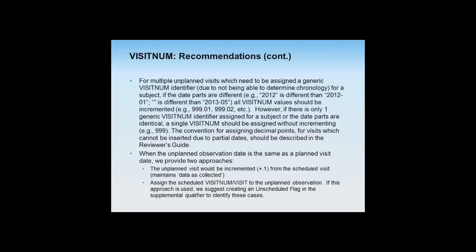And then we talked about this a lot as a team, and I'm looking forward to public comments on it, but we also talked about when the unplanned observation date is the same as the planned visit date, we have basically two approaches defined in our white paper. Again, we can increment the visit num by 0.1 from the scheduled visit, just like we talked about. The alternative is to renumber visit num and visit to match the scheduled visit that it occurred on, and then flag it as an unscheduled record in a supplemental qualifier to identify those unscheduled visits from the scheduled ones in the raw data.